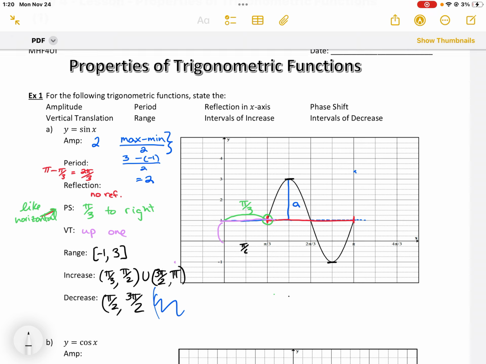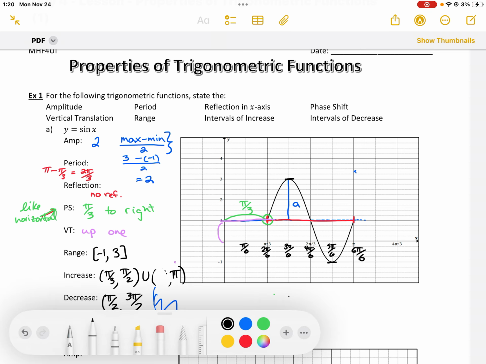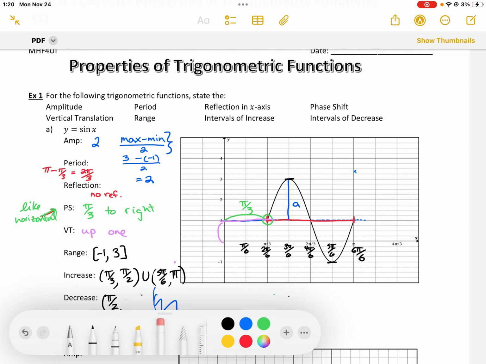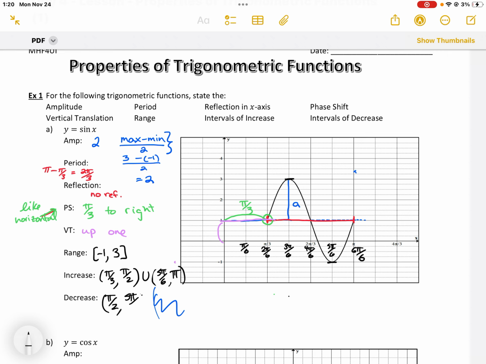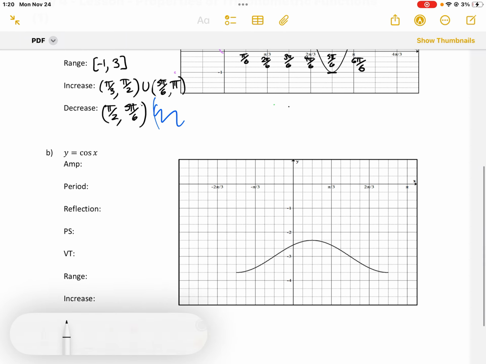So let's just check those values. This would be pi over 6, this is 2 pi over 6, 3 pi over 6, 4 pi over 6, 5 pi over 6, and then 6 pi over 6. So that tells me that my intervals are pi over 3 to pi over 2, and then this one right here, this should be 5 pi over 6 to pi, and then pi over 2 to 5 pi over 6, just using the information that I'm given to make sure that I've got the right values on my x-axis. So let's do another example with cosine.